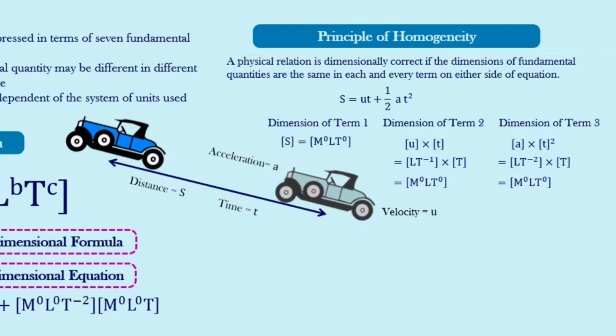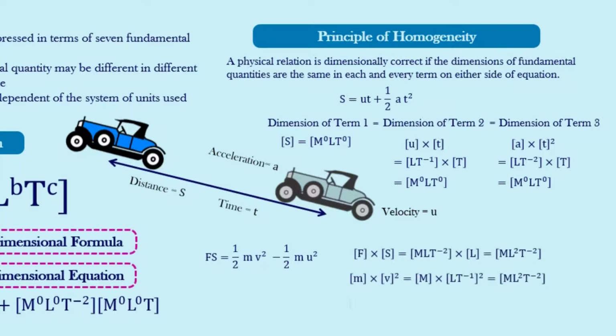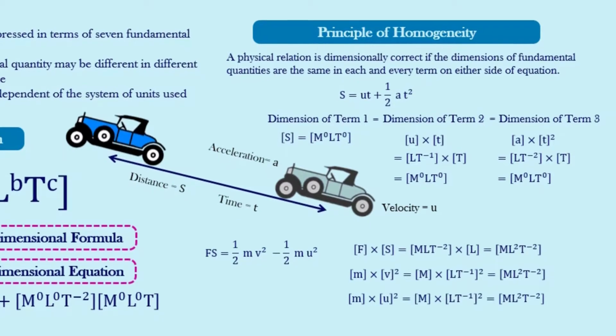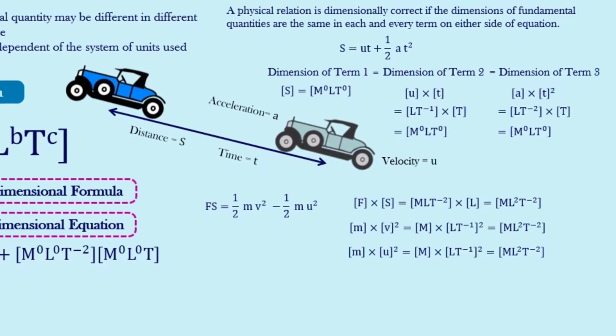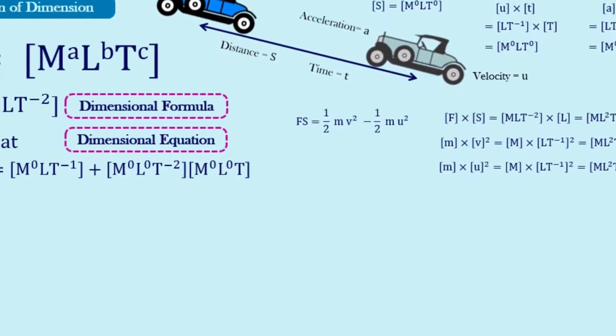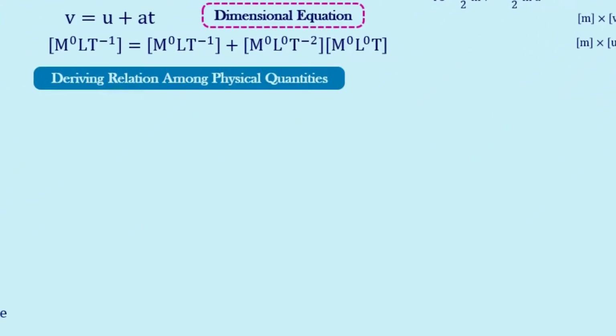Let's see another example of dimensional homogeneity. Considering the relation Fs equals half mv squared minus half mu squared, if we evaluate the dimensions of the left-hand side and both the terms on the right-hand side, then we can see it follows dimensional homogeneity. Now let us see some applications of dimensional analysis.